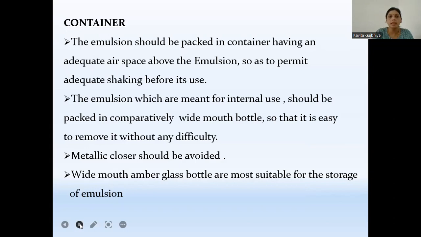Emulsions meant for internal use should be packed in a comparatively wide-mouth bottle so that it is easy to remove the contents without any difficulty. Metallic closures should be avoided because they may cause deterioration and some kind of reaction with the active pharmaceutical ingredient present in the emulsion formulation. Wide-mouth amber-colored glass bottles are most suitable for the storage of emulsions.